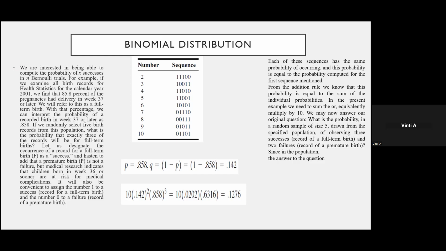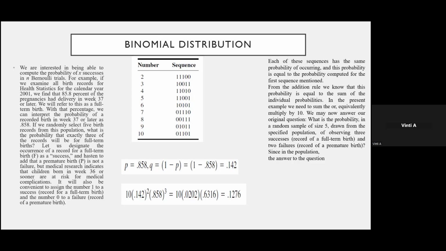Now let us assume you have done 10 trials, and you want to take a sample of, let's say, 5. What is the probability that a random sample of 5 drawn from a specified population will have 3 successes? Now, when you say a random sample of 5, you may have done many trials.